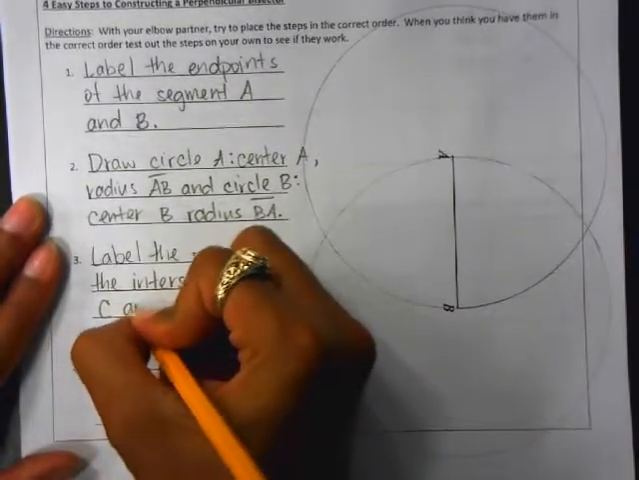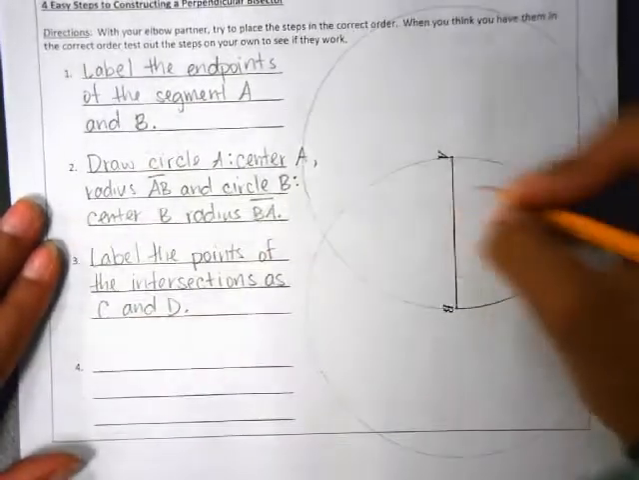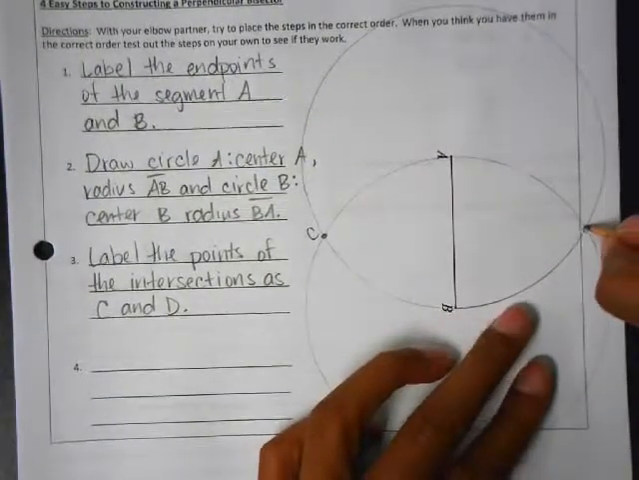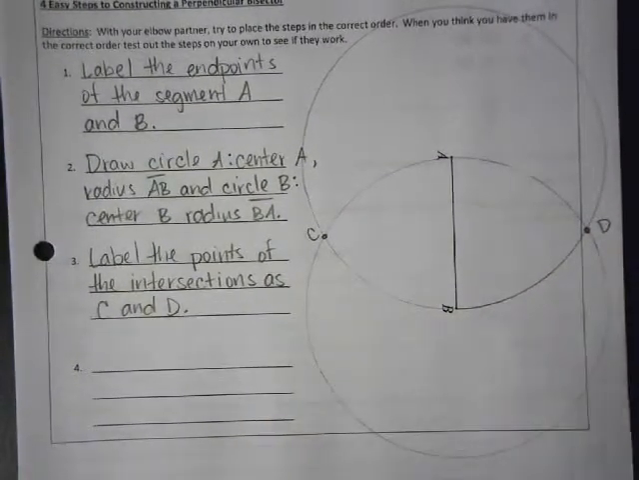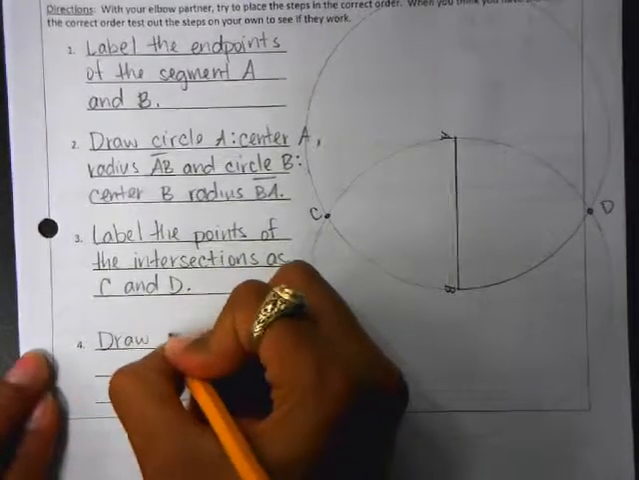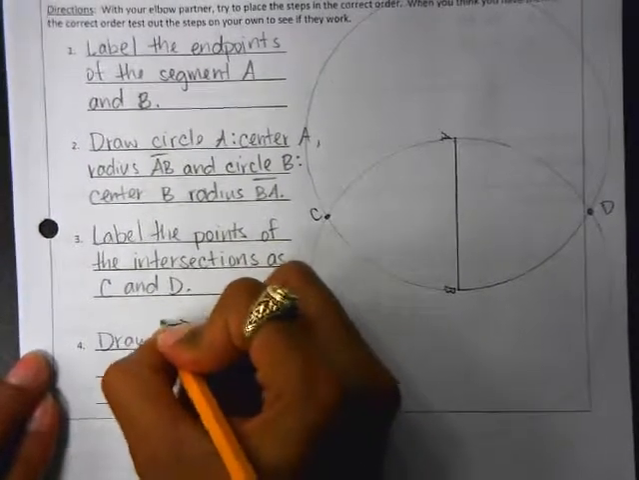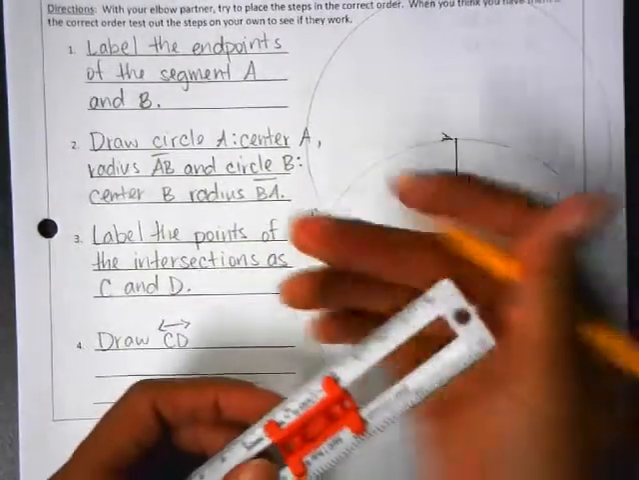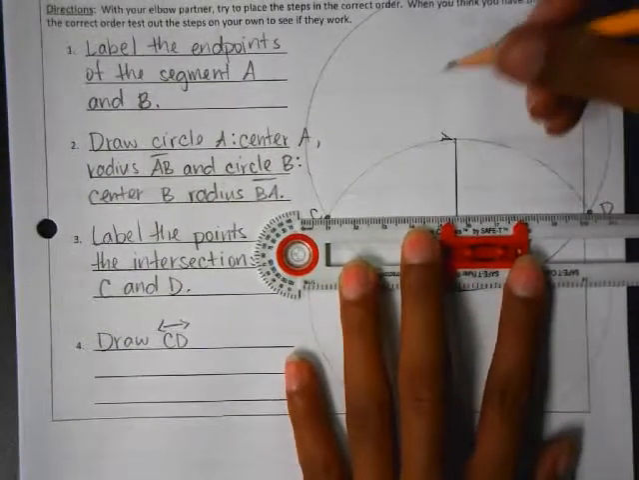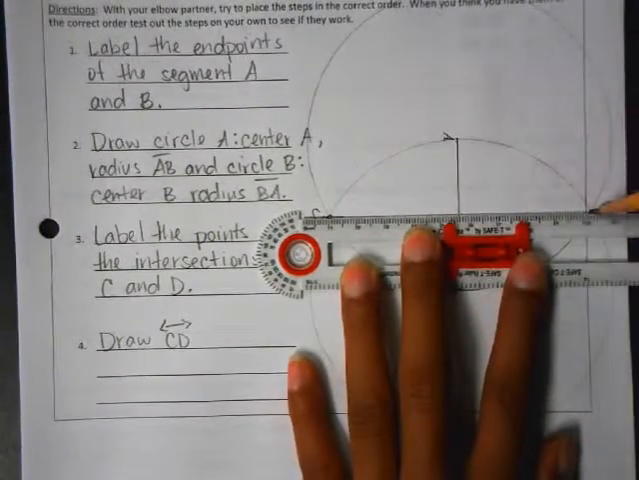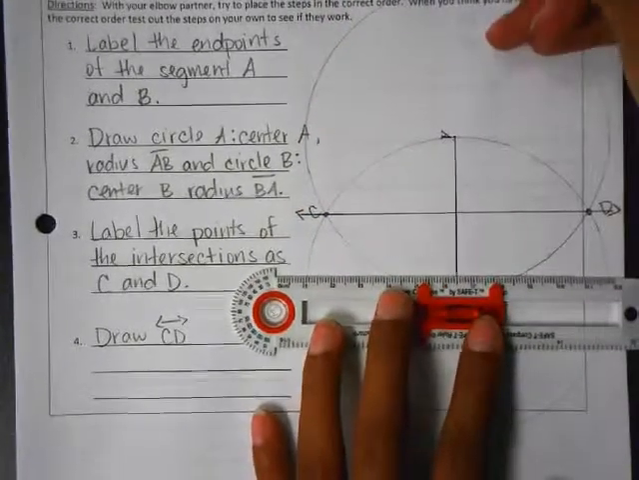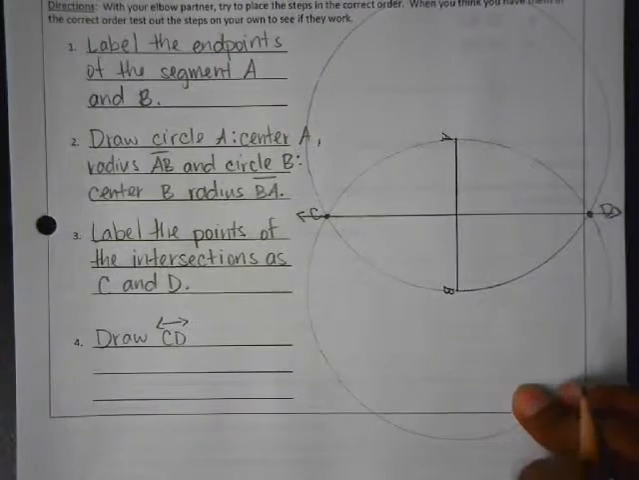So here's one intersection right here. I'm just going to label that one C. And here's the other intersection over here, and I'm going to label that one D. Now we can get to step 4, which was draw a line CD. Make sure that when you drew CD that it was a line, and in order to show that it was a line, you have to draw the arrows. Arrow, arrow, and we have completed this construction. So 4 easy steps to drawing the perpendicular bisector of a line segment.